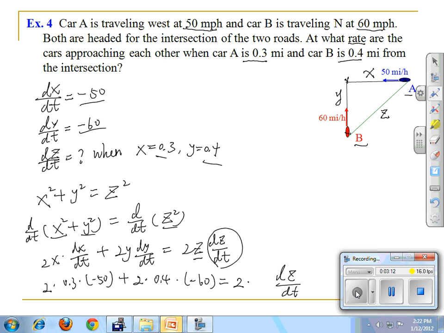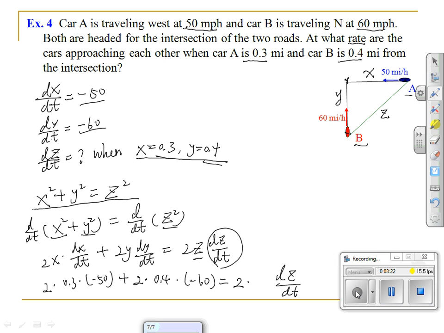So how to find z? Again, we know x, y, z are related. So if x is 0.3 and y is 0.4, you can use this equation to find z. We can put 0.3 and 0.4 into the Pythagorean theorem equation. You get 0.3 squared plus 0.4 squared equals z squared. So you get z is actually 0.5, because 3-4-5 is a right triangle.